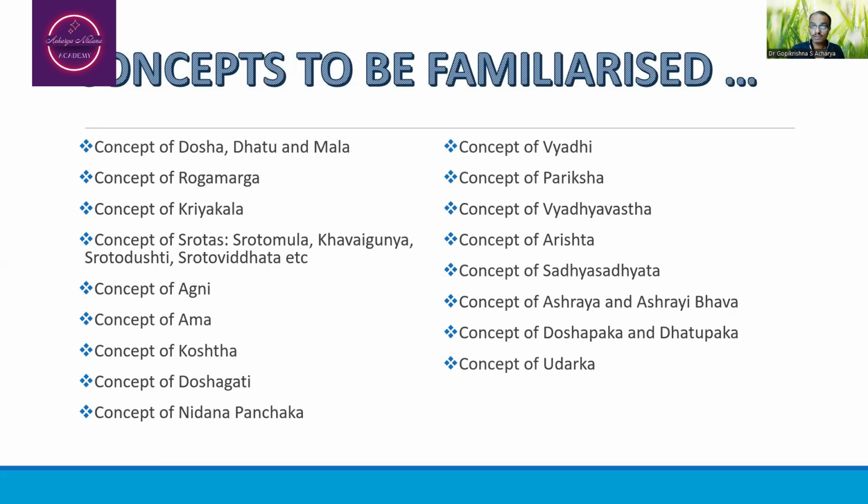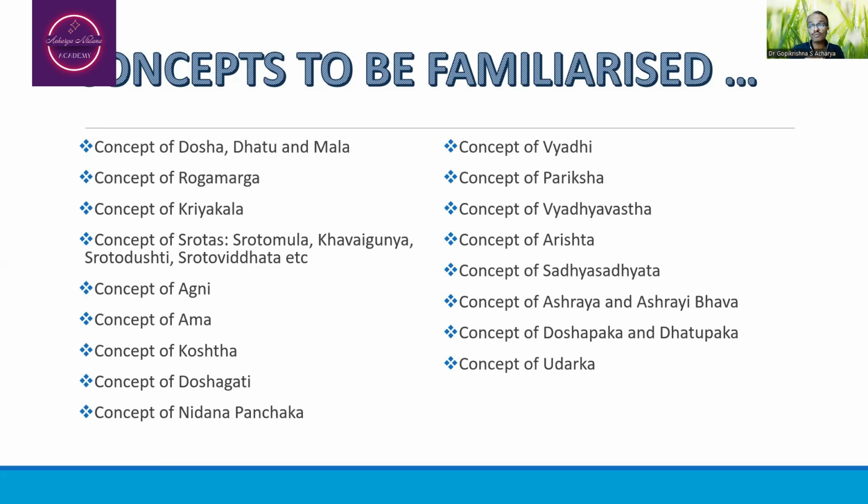Regarding the different concepts, we need to be familiarized with them while learning this particular subject properly. First of all, the concept of dosha, dhatu and mala. We have already discussed earlier, basically sharirika and manasika dosha. Sharirika dosha: vata, pitta and kapha, its causative factors, its prakopa lakshanas, and vruddhi-kshaya lakshanas. And regarding the dhatu, the saptadhatus, its vruddhi-kshaya lakshanas. And mala: mutra, purisha and sweda, its vruddhi and kshaya lakshanas. They are going to get observed in the patient.